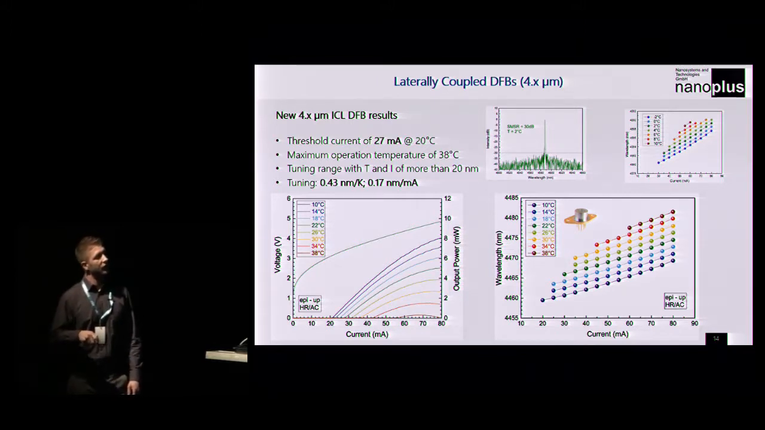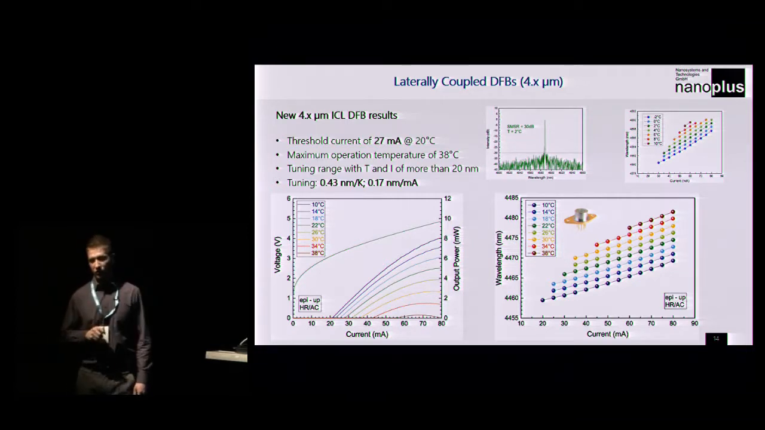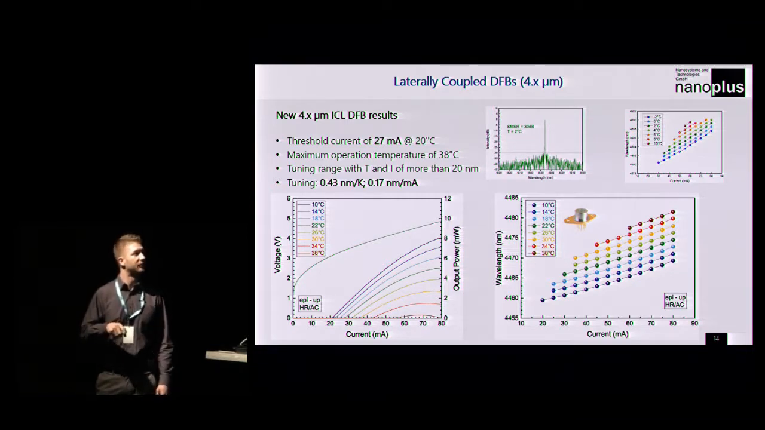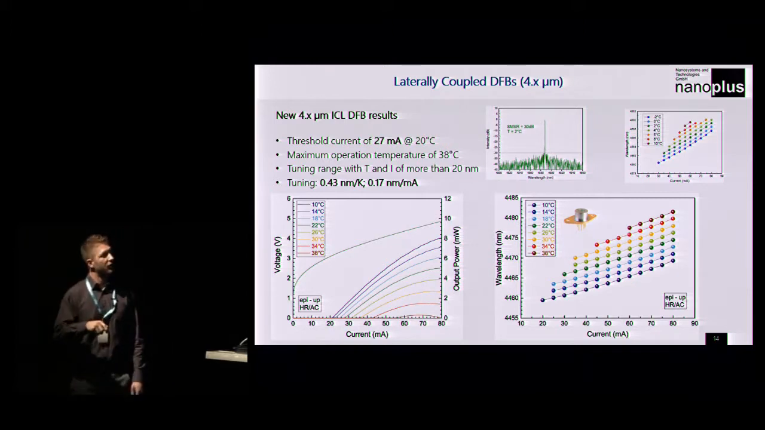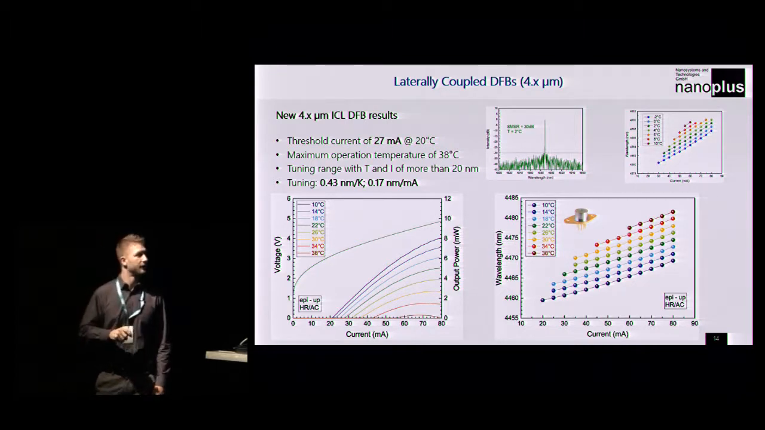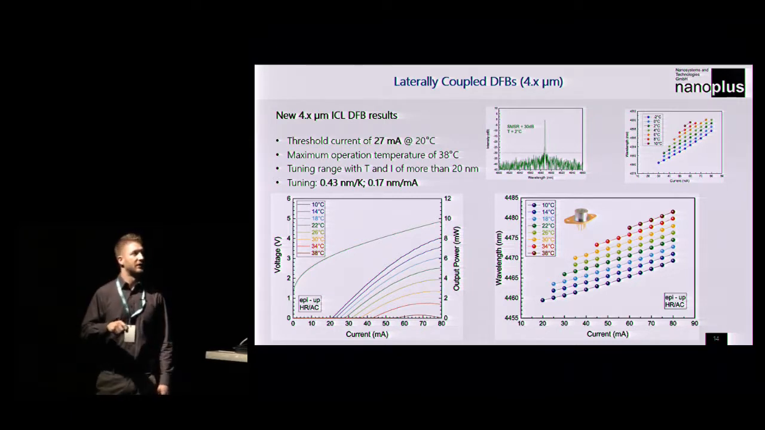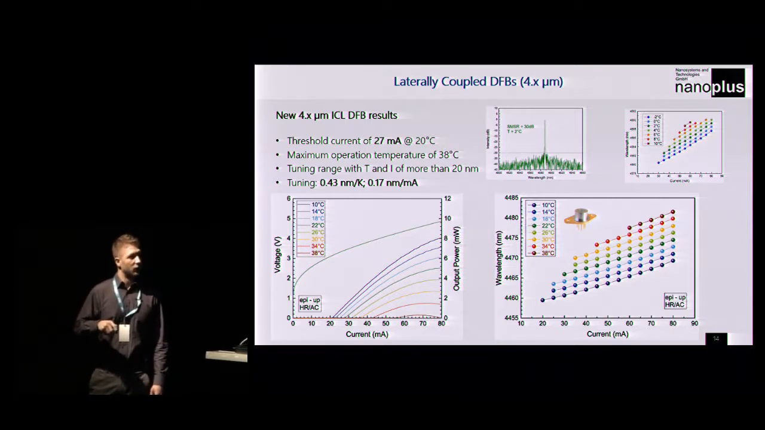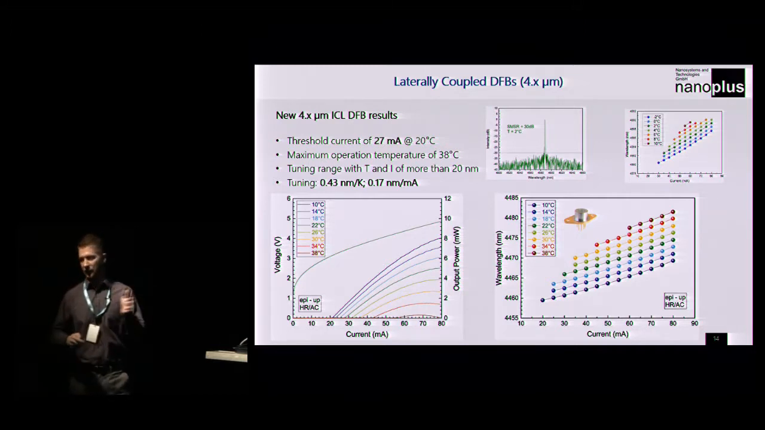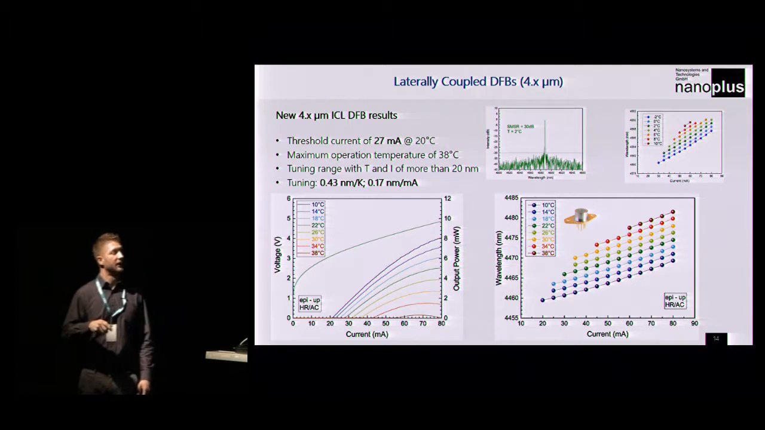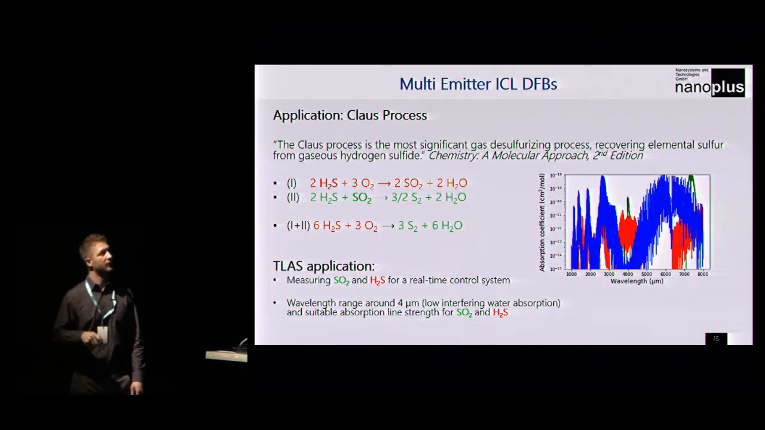We can reach a tuning range of more than 20 nanometers with current and with temperature with the ICL DFB devices. As you can see, operation voltage is between, let's say, 3 and 5 volts, which is the most significant advantage over QCLs. And the tuning speed is roughly half a nanometer per Kelvin and 0.17 nanometers per milliamp, where the single mode tunes in wavelength, and you can scan an absorption line of a specific gas and get your signal width and your absorption strength.